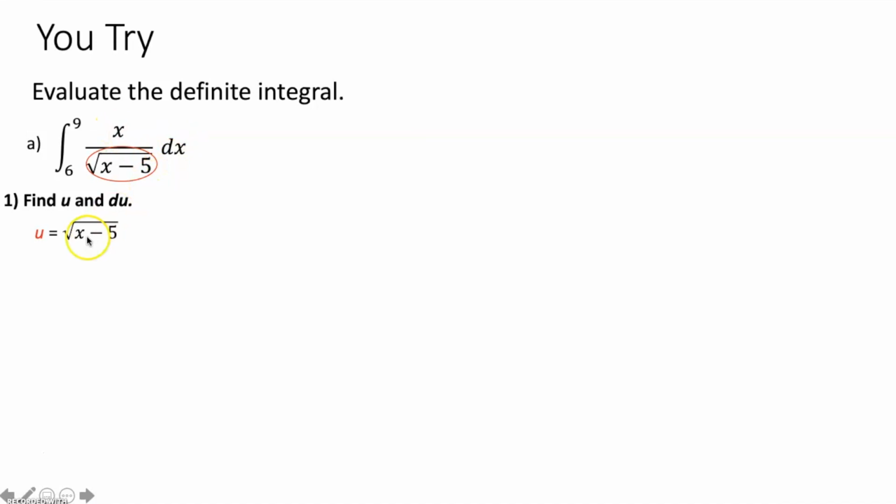Now the reason I'm going to do that is because normally I would just take the derivative of this with respect to x. Over here, this would get super messy. It would be 1/2 x minus 5 to the negative 1/2 power times the derivative of what's in here. That won't help us substitute in for x and dx. So by setting u equal to the square root of x minus 5, what I can do instead is solve this equation for x, and I can get something in terms of u that I can substitute in for x.